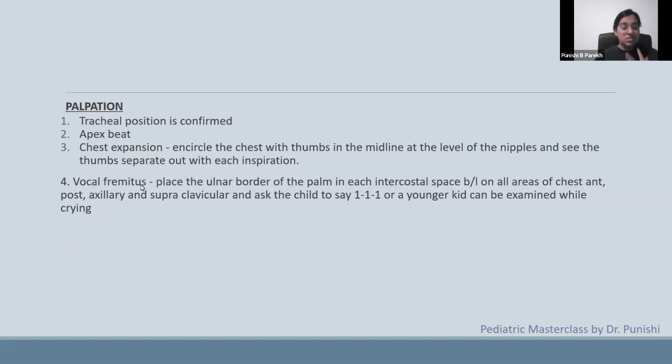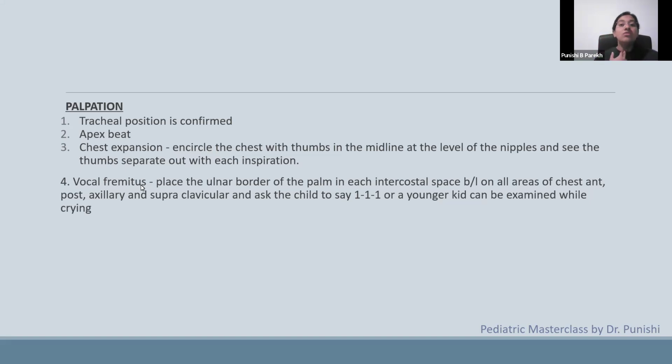The tracheal position is confirmed. How do you do that? So you take the index finger and the ring finger and place it on either side of the sternocleidomastoid, and you run the middle finger along the center from the cricoid cartilage down to see that the trachea is central, or it can be slightly deviated to the right side, which is normal.